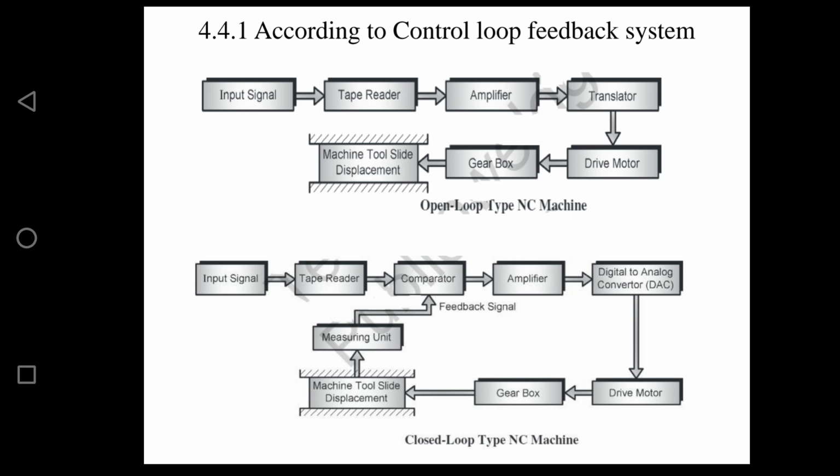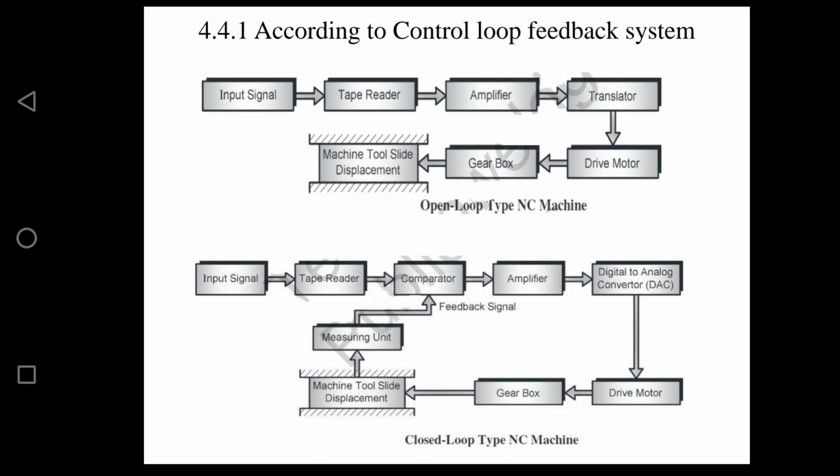You can see here we have an input signal, which is read by the tape reader. Then we have a new element here, that is the comparator. Then the amplifier, which is given to the digital to analog converter, then the drive motor, gearbox, and finally the machine tool, which has a slide displacement. Along with that we have a measuring unit connected to the machine tool, and it gives signals to the comparator. This is the closed loop type of numerical control.